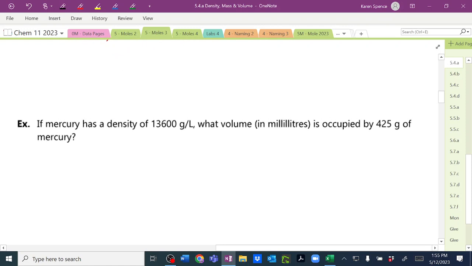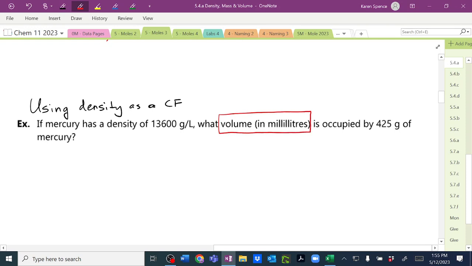Now we are going to be using density as a conversion factor. We're working up to using this in the context of moles, okay? But using density as a conversion factor. If mercury has a density of 13,600 grams per liter, what volume in milliliters, that's our unknown, is occupied by 425 grams of mercury?